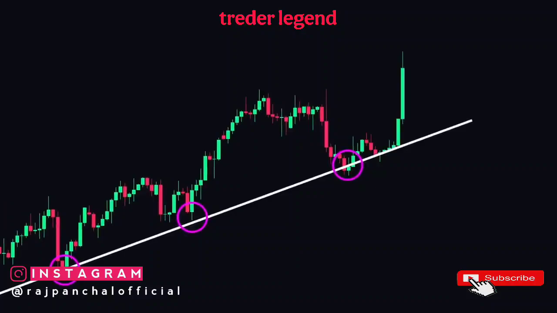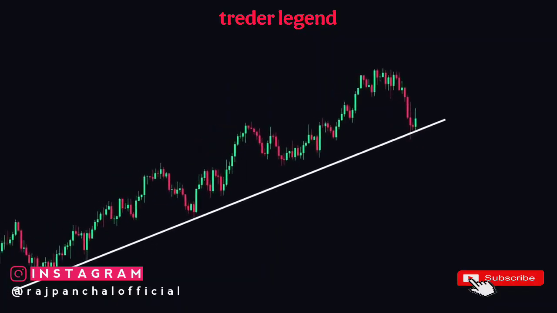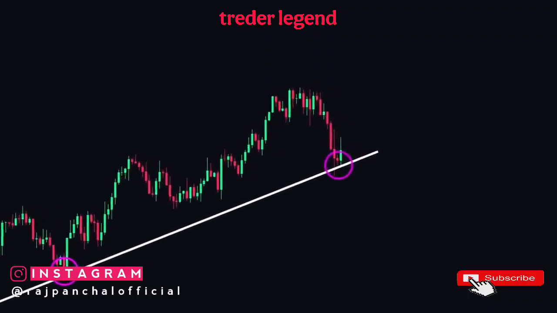However, that doesn't mean we can just enter a buy every time price touches the trend line, because this pattern won't always work. Like in this example. Here, you can see that price has rejected the trend line in the past, and now it can be seen touching it again, so you might expect another bounce.